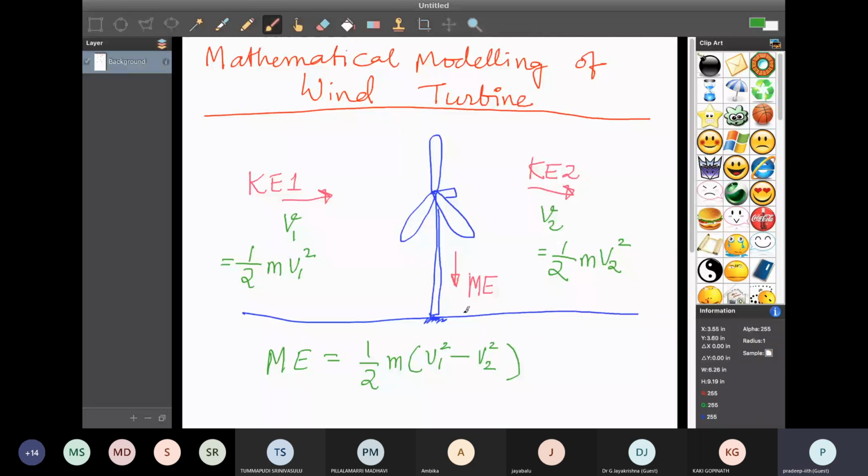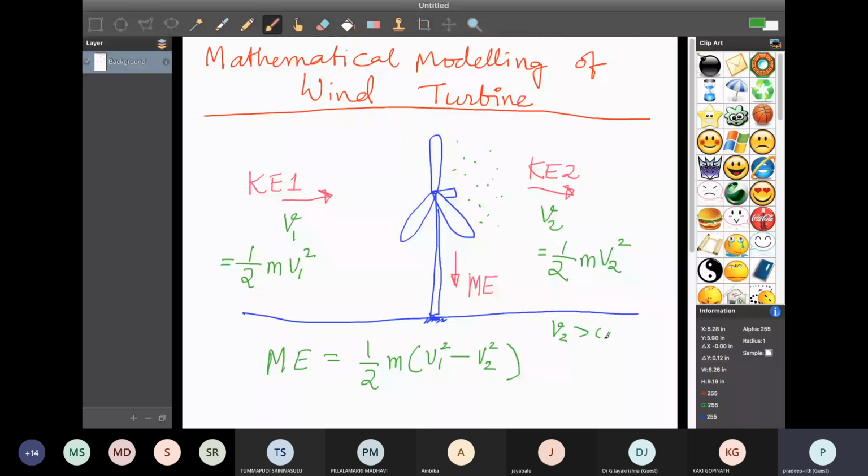Now, the issue here is, if I want a maximum value of mechanical energy, I can simply substitute V2 equal to 0, and I can extract maximum energy. But that is not possible, because if V2 equal to 0, that means the wind will be stationary at the back of the wind tower. If the wind is stationary, no further wind particles can come, and therefore there won't be any energy conversion here. So definitely V2 has to be greater than 0.